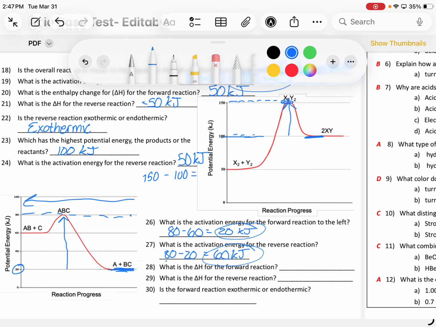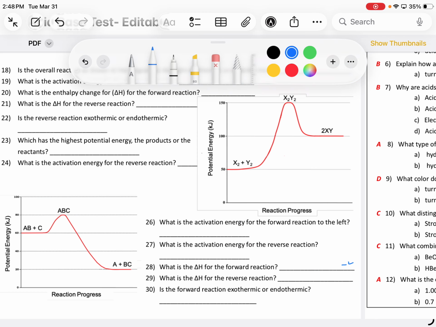What is the delta H for the forward reaction? Remember the delta H, the change in heat, the enthalpy, is the final minus initial. Our final is 20 kilojoules minus our initial, which is 60 kilojoules. So what would that equal? Negative 40. Whoa, my computer just glitched out. That's okay. We're almost done. Negative 40 kilojoules is our answer.